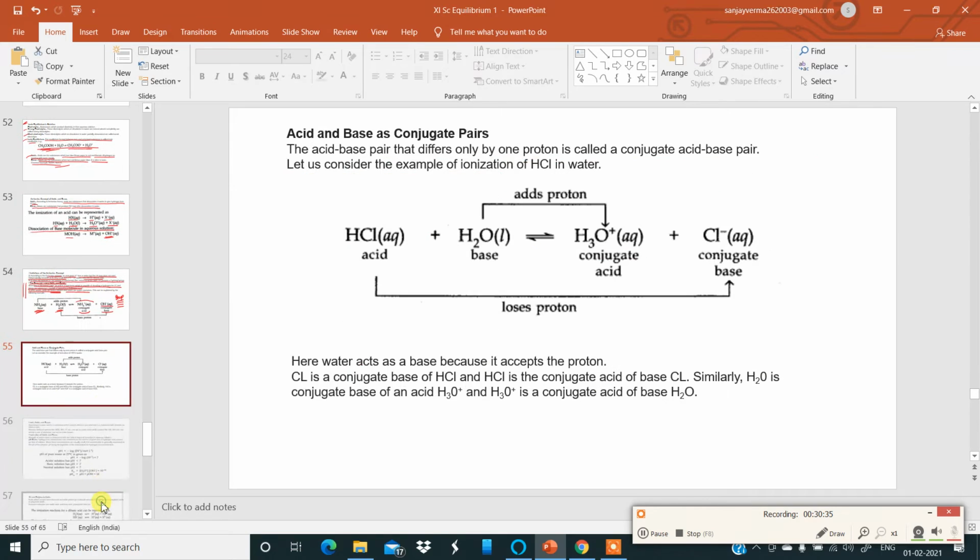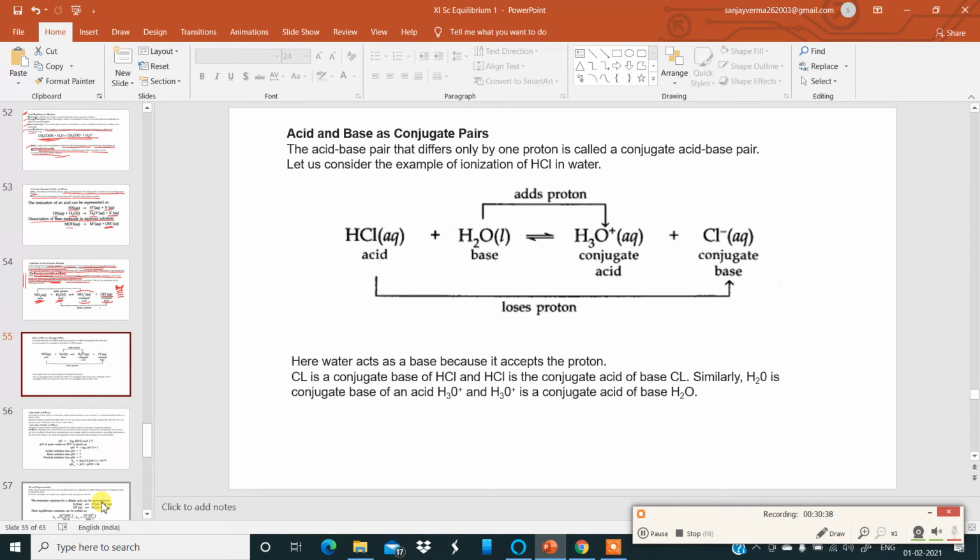Then if you look at another example over here, hydrochloric acid, with water taken to be a base. Hydrochloric acid produces the hydronium ion, which is a conjugate acid. HCl is losing a proton, whereas water, which is acting as a base, is a proton acceptor. It is forming the conjugate acid here, and this one is forming a conjugate base. Here water acts as a base because it accepts the proton. Chloride is the conjugate base of HCl, and HCl is the conjugate acid of chloride. Similarly, water is the conjugate base of the acid hydronium ion, and the hydronium ion is the conjugate acid of the base water.